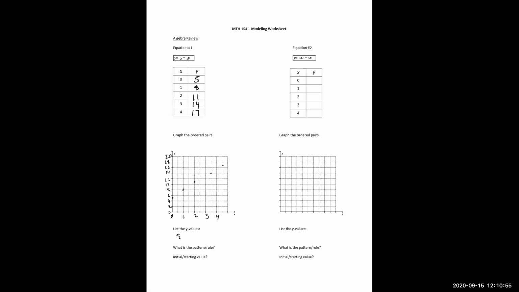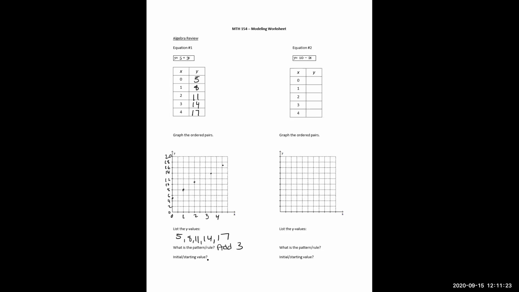So fairly simple: 5, 8, 11, 14, 17. All right, now think about this. What is the pattern of the rule? How do we get to the next input value? So take a moment to pause that and think about your rule. Okay, so what did you come up with for a rule? If you said add 3, you are correct.